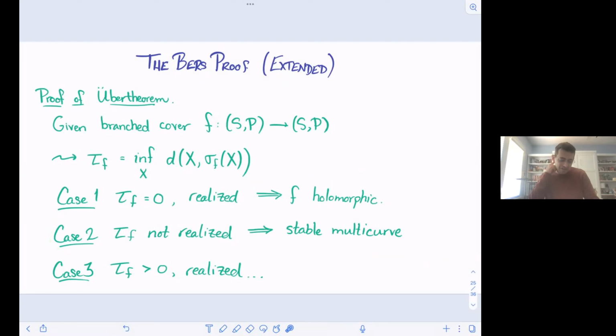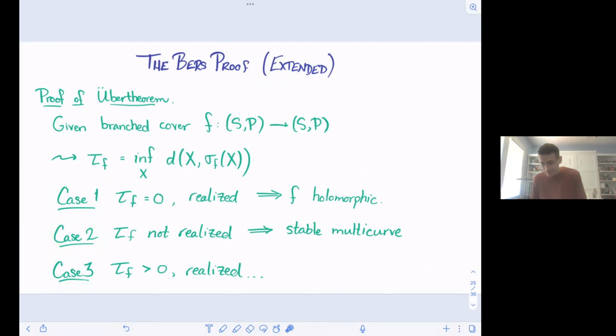Okay. If tau f is not realized, you show that the complex structures are going off to infinity in Teichmüller space, and Mumford tells you that there are some curves that are getting shorter. Okay. So I want to explain case 3, which is tau f greater than 0 and realized. So this is the holomorphic case. This is the reducible / obstructed case, and this is supposed to be the pseudo-Anosov case.